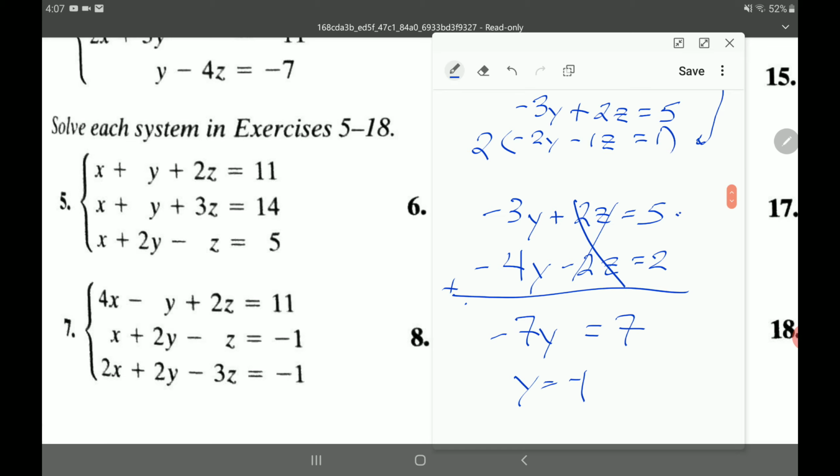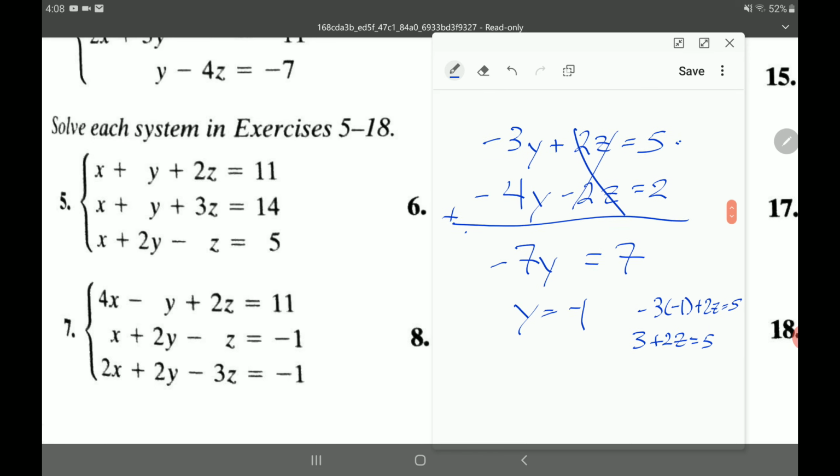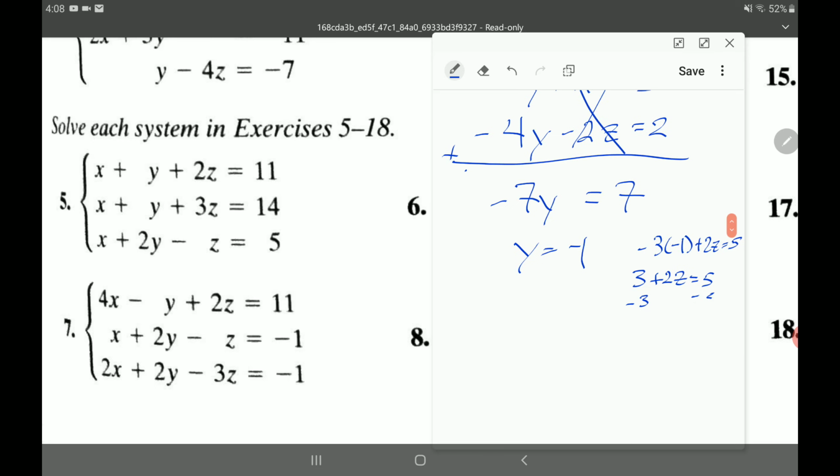Let's say I plug it into the top equation. -3 times -1 plus 2z equals 5. Sorry, I thought I had more room. All right. So it gives you 3 plus 2z equals 5. Subtract 3. 2z equals 2. So z is equal to 1.